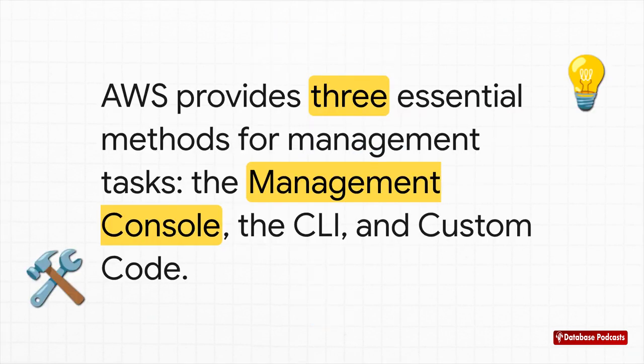Well, it turns out AWS gives you 3 core ways to get it done. You've got the visual management console, the super fast command line interface, and you can even write your own custom code. Now, each one is built for a different kind of job, and knowing which one to pick is really the key to working smarter, not harder.